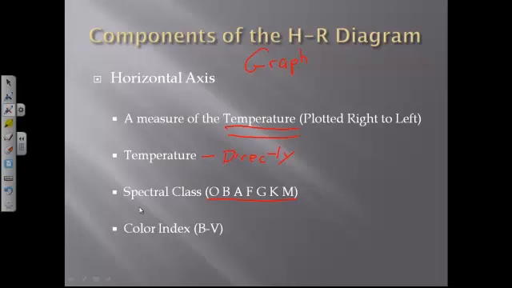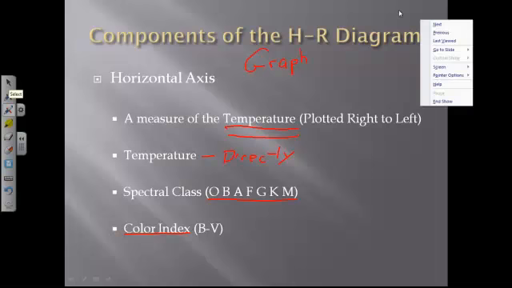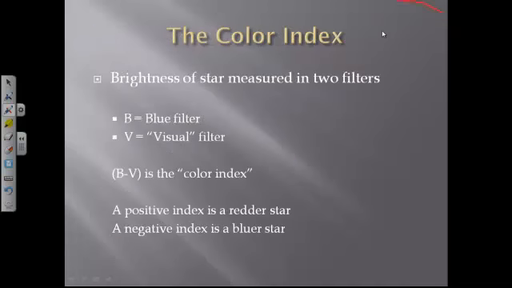The other thing that we can plot beyond the spectral class is what we call the color index of the star. The color index is just a numerical value given to the star, and what we do is we look at the star at two different frequencies. If we talk about that a little bit more as we go to the next slide, what exactly is the color index?